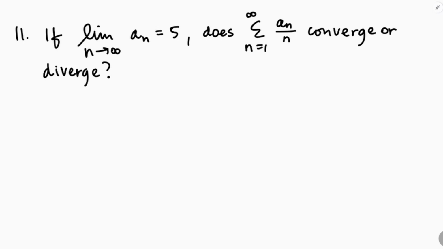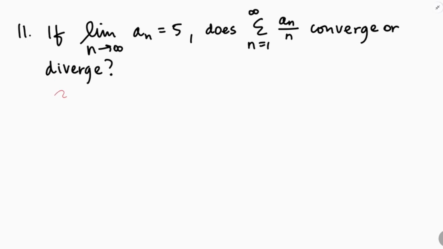All right, the last problem we've got is: if the limit of an is 5, which normally would have us thinking that the sum of an diverges by the divergence test, does the sum from 1 to infinity of an over n converge or diverge? And that's an interesting question. I would think that we couldn't tell necessarily, but I'm going to do limit comparison against the harmonic, because what else can I do? And I think I'm going to get a limit of 5.